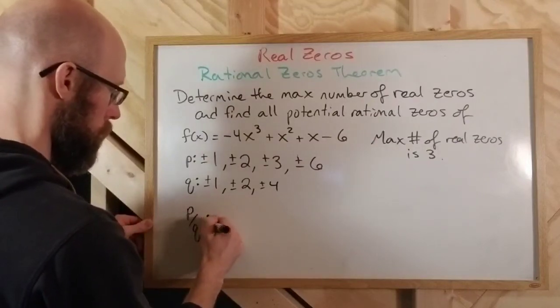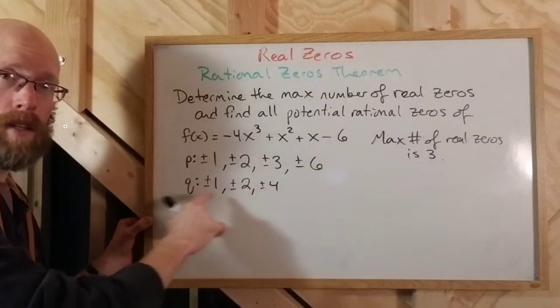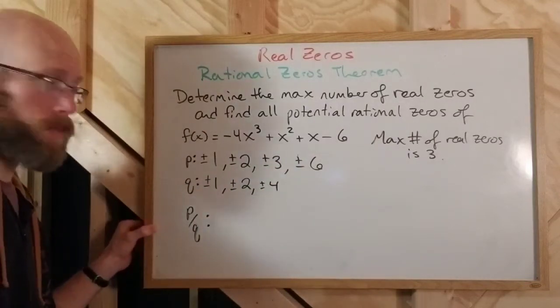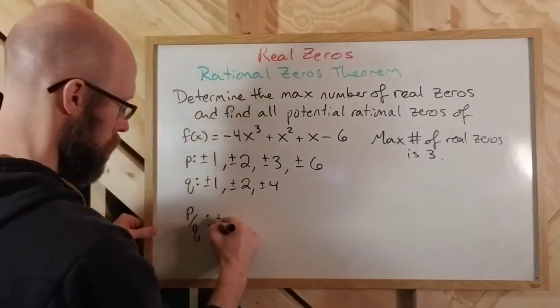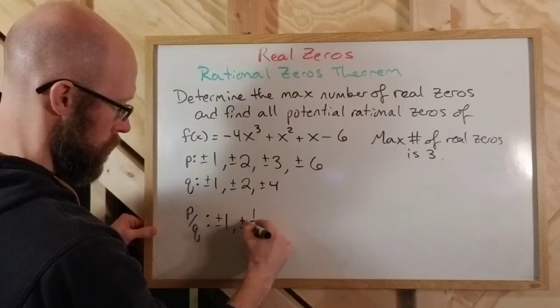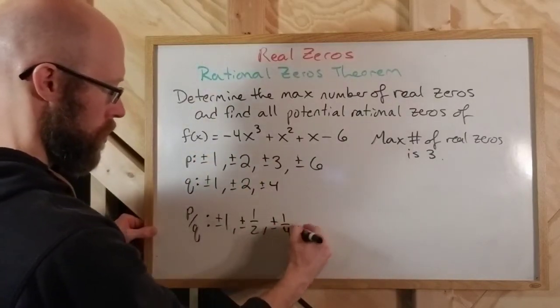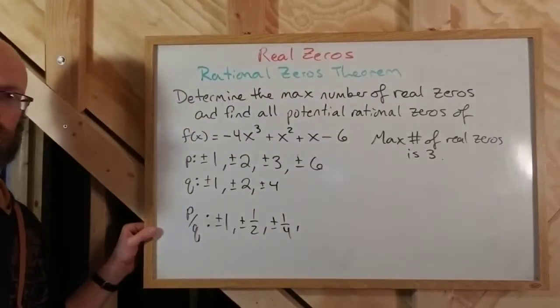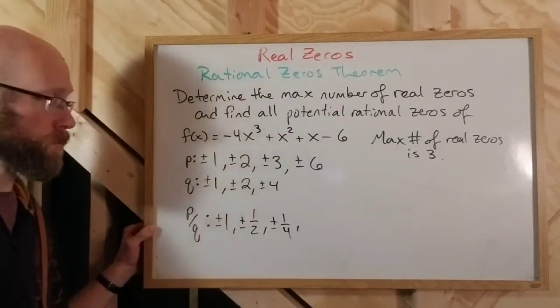And we'll call them p over q, where I take the numbers up here on the top and divide them by the numbers down here on the bottom. So I'm going to go 1 over 1, 1 over 2, 1 over 4. So I've got 3 times 2 on each of those, so it'd be 6 possible zeros there.